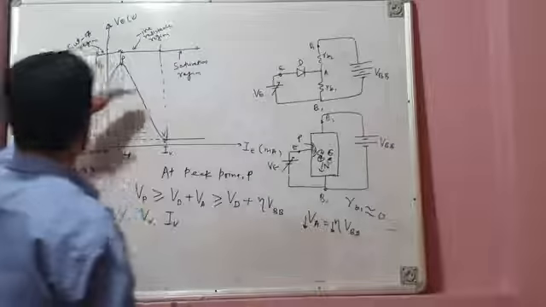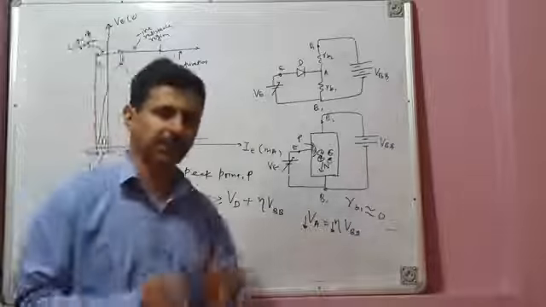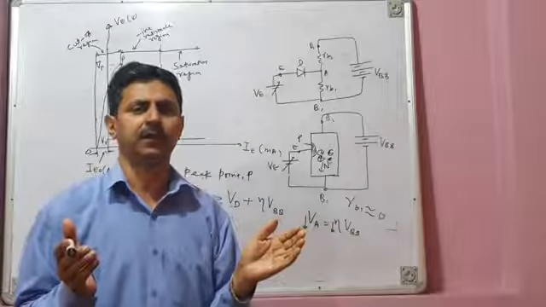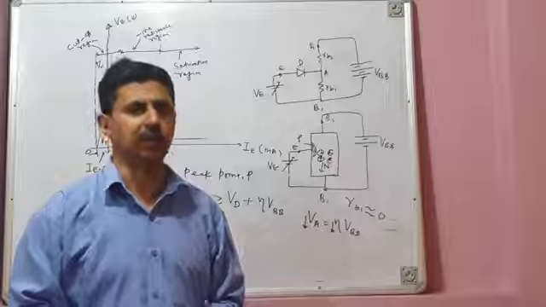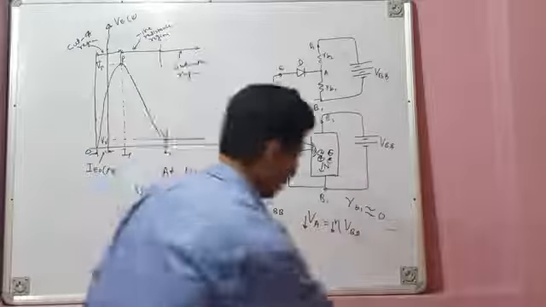These characteristics can be obtained in the laboratory. We already have an experimental setup in our laboratory where you can perform this experiment. You can obtain these VE-IE or V-I characteristics of UJT.